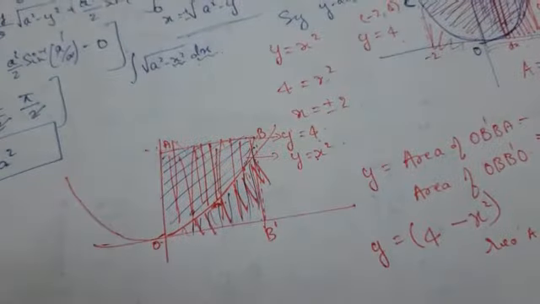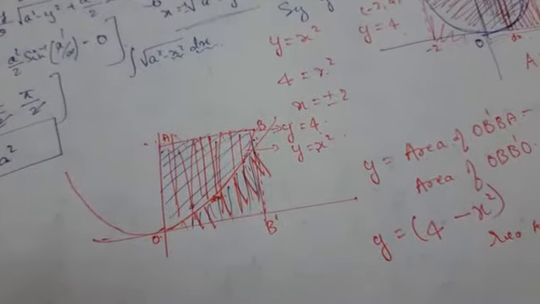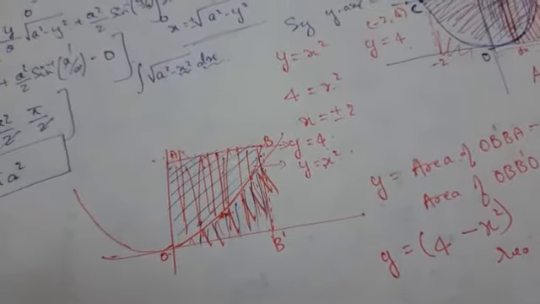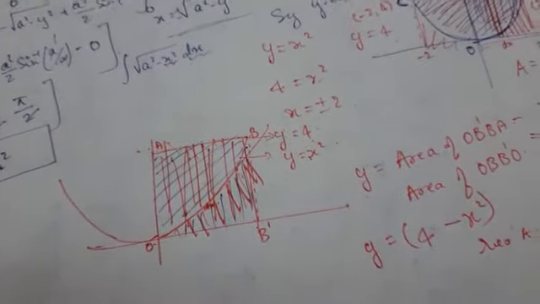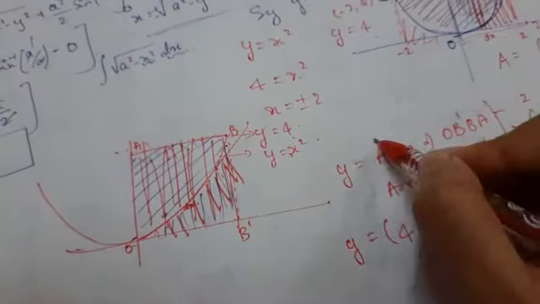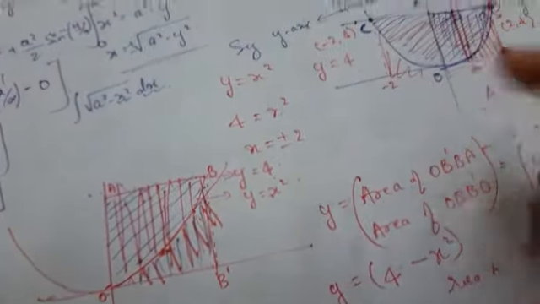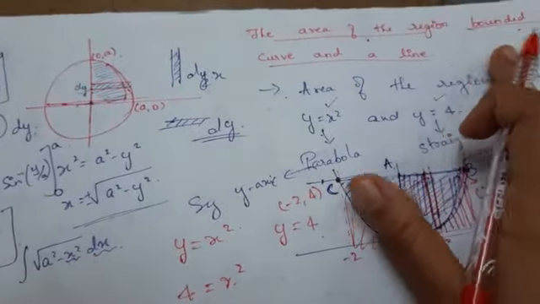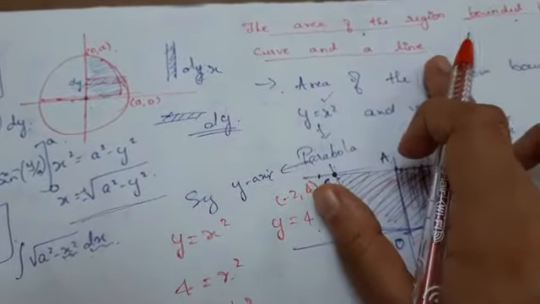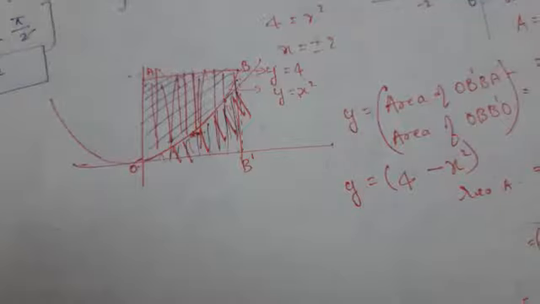So we should know which region is coming under the line and which region is coming under the curve, and which region is required. When we come to know which region is required, we will come to know which area we need to subtract from which area. So this is the concept of area under the line, as well as the area under the region bounded by the line and the curve.